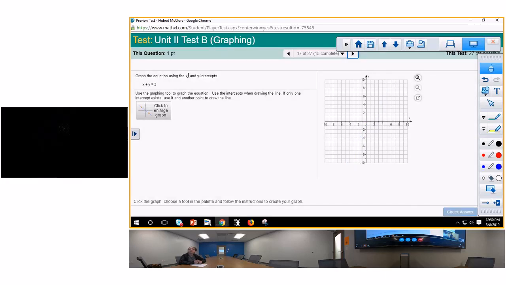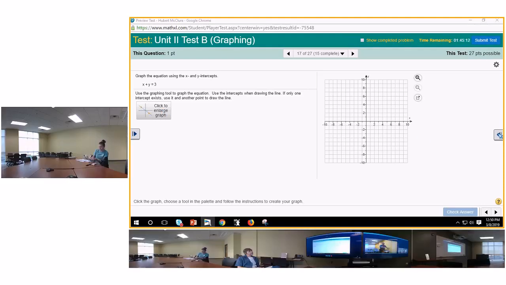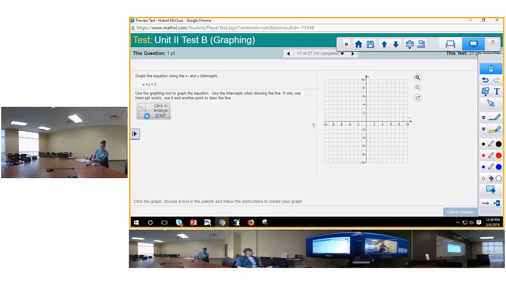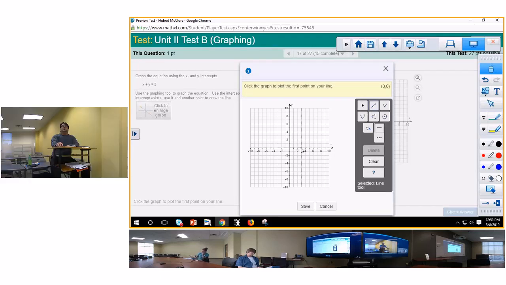X and Y intercept. We already covered 3 or 4 of those. That's 3, 0 and 0, 3. That's pretty simple. I'll go ahead and draw it. 3, 0, and 0, 3.